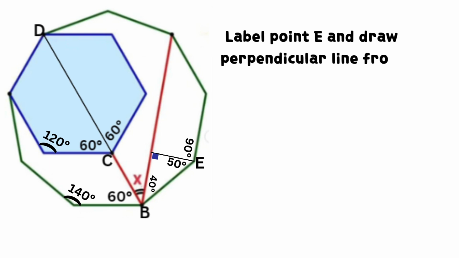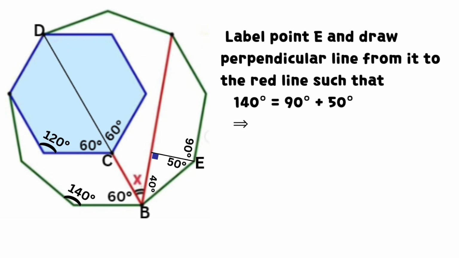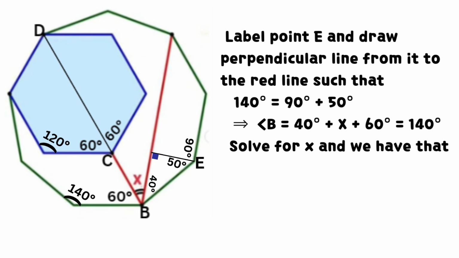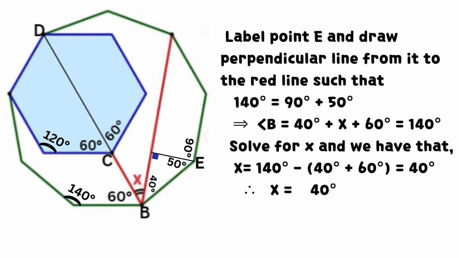Label point E and draw a perpendicular line from it to the red line such that 140 degrees equals the sum of 90 degrees and 50 degrees. This implies that angle B equals the sum of 40 degrees, x and 60 degrees, which equals 140 degrees. Solve for x and we have that x equals 40 degrees after simplification. Therefore, x equals 40 degrees.